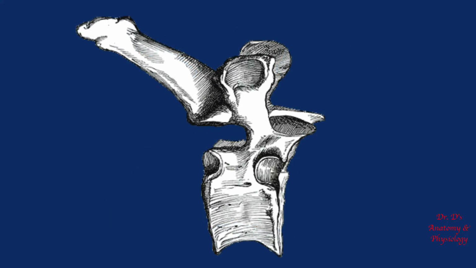So here again is our typical thoracic vertebrae, and we can again note the demifacets. There's a demifacet associated with the superior side of the body and a demifacet associated with the inferior side, and here is the articular facet.